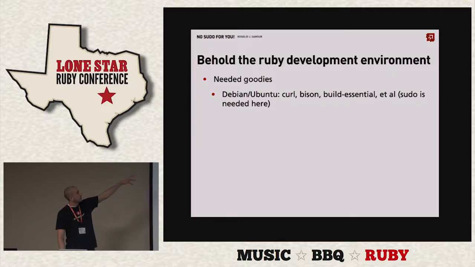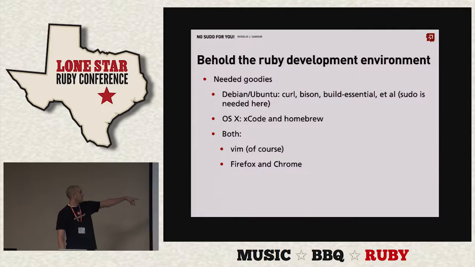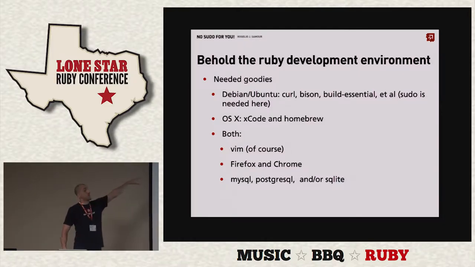So for Debian, you have curl, bytes, and the build-essential stuff. For OS X, you need Xcode and Homebrew, which will give you Vim or MacVim. You can now brew install MacVim. Firefox and Chrome, you'll need that. MySQL, Postgres, and/or SQLite, or wget, proc tools, all these things you can install with Homebrew. Stuff that you take for granted in Debian and Ubuntu, that are just there. Nmap, you name it. Those things are available to you in formulas in Homebrew. And if it's not there, it allows you to write Ruby code to install new formulas for whatever it is. And it's all compiled, and it uses Xcode, so it doesn't have to re-download all this stuff that MacPorts did.